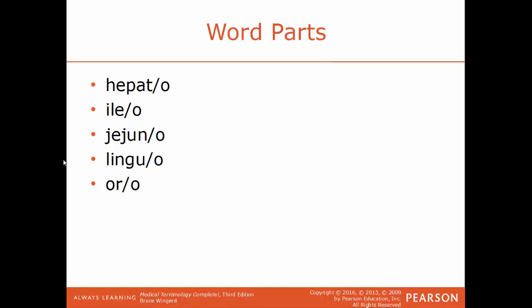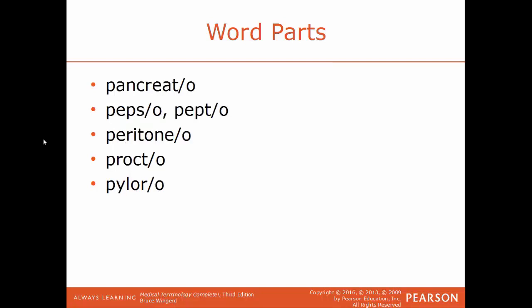Ilio is a reference to the ileum, which is the last section of the small intestine. Jejuno is a reference to the jejunum, which is the second section of the small intestine. Linguo, also a reference to the tongue. And oro is a reference to the mouth. Pancreato is a reference to the pancreas. Pepso or pepto is a reference to digestion in general.